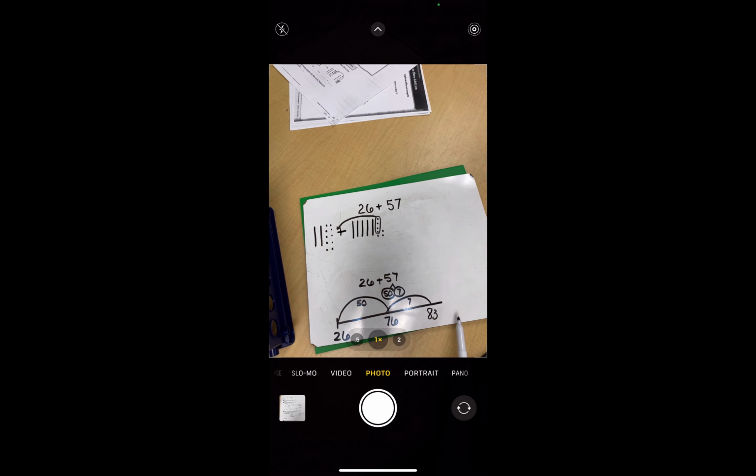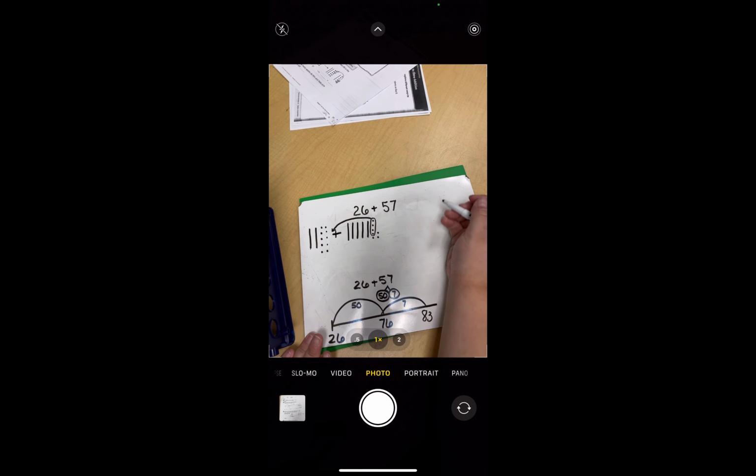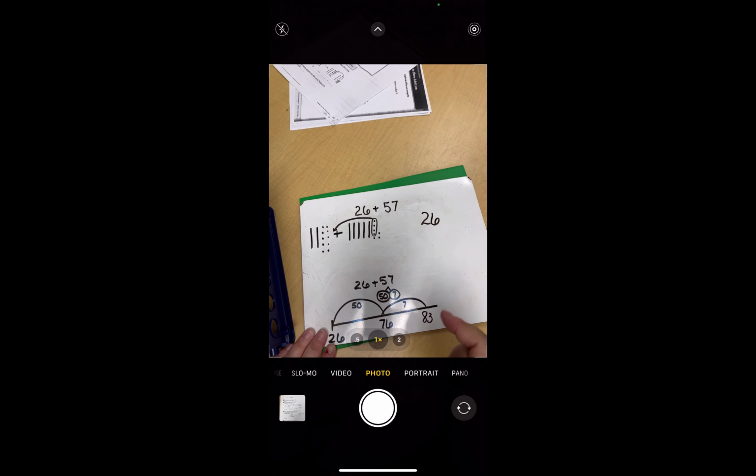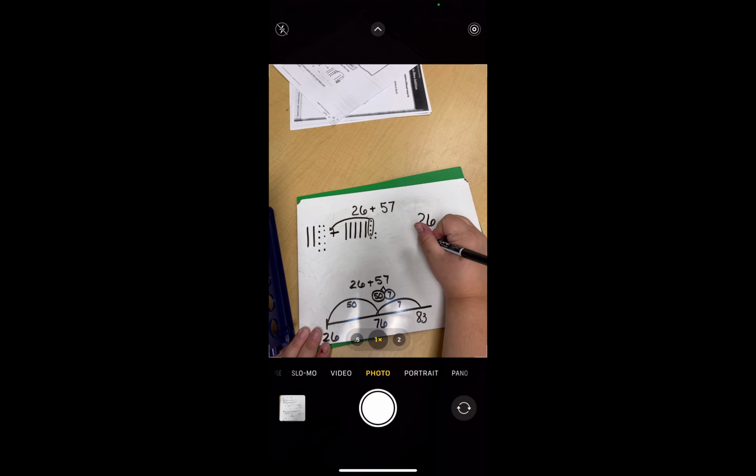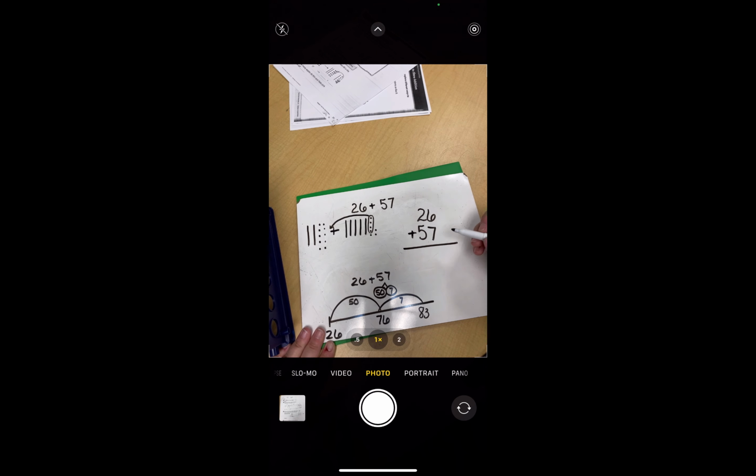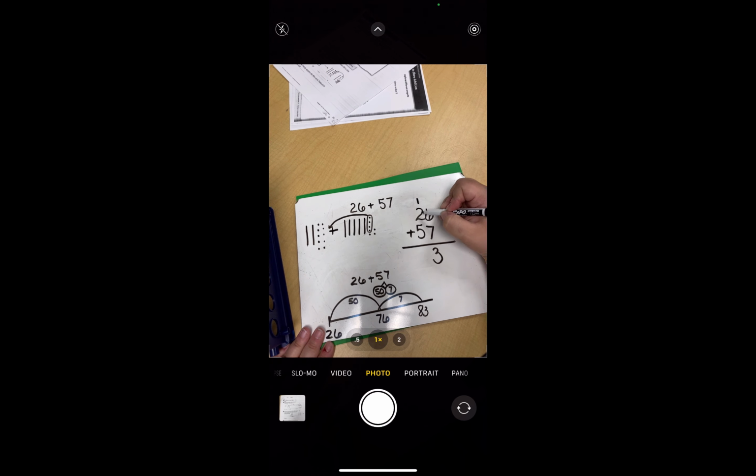You can use the number line method. You can use the place value blocks or the 10 block method. Or if some of you even know, like we did on our morning work the other day, we just had them vertically lined. So 26 plus 57. And we had our place values all lined up. So if you do this, then you have 6 plus 7 is 13. Put your 3 at the bottom. Carry your 1. 5 plus 2 is 7. Plus the 1 that you carried would give you 8.